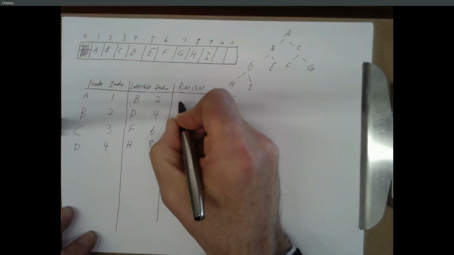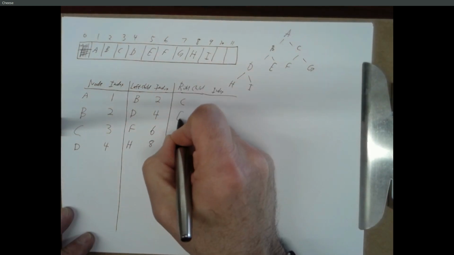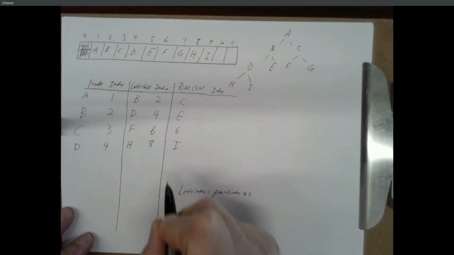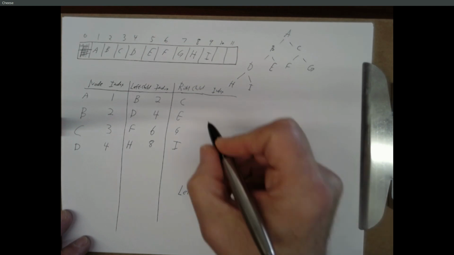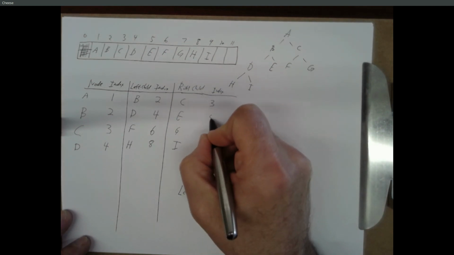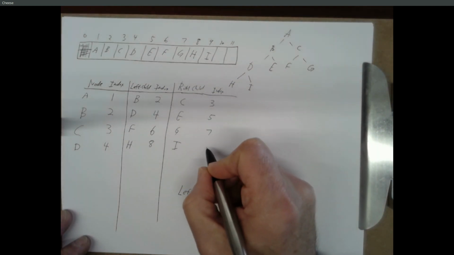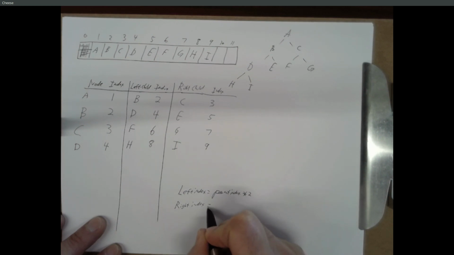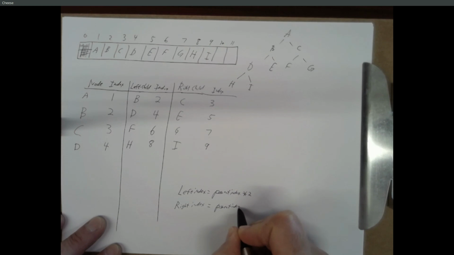So right child of A is C, right child of B is E, right child of C is G, right child of D is I. And these have indices 3, 5, 7, and 9. So what's a possible formula for the right index? Parent index times 2 plus 1.